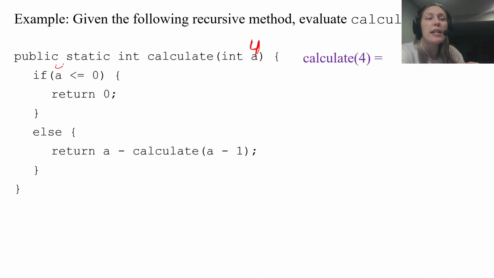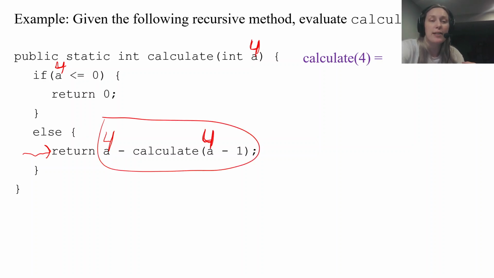So is 4 less than or equal to 0? It is not, so I'm going to run this else statement. And in this else statement, a is 4. Okay. So I want to return this. Okay. I return that with 4 substituted in for a. Okay, because on this method call of calculate 4, a is 4.